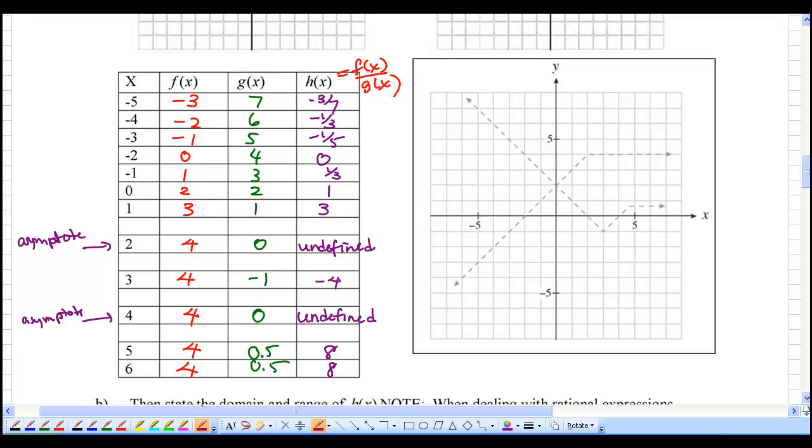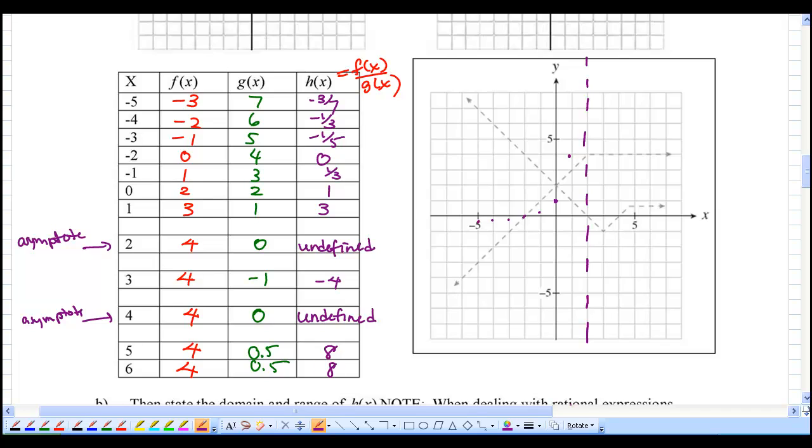Negative 3 is about negative 3/7. Guess that's right here. Negative 1/3, negative 1/5, 0, 1/3. 0 is 1, okay. 1 is 3, okay. And then 2 is undefined. So remember how undefined we draw those vertical asymptotes, right? Once again, where the denominator equals 0, that's where it's undefined.